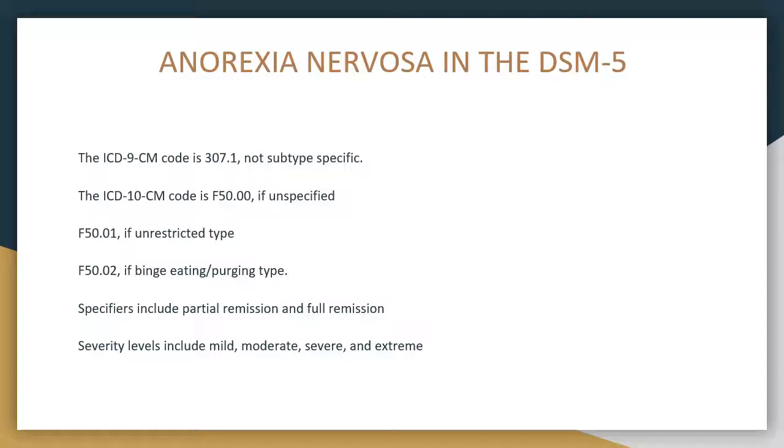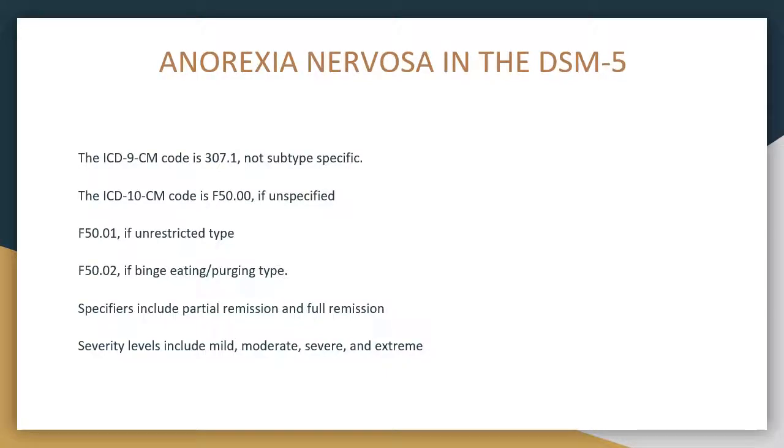A few specifiers include in partial remission, which means at one time all criteria were met, but now the low body weight has not been met for a consistent period of time, but the other two criteria are still met. And also full remission, which means at one time all criteria were met, but now none of the criteria have been met for a sustained period of time.